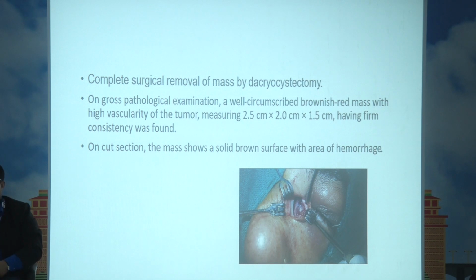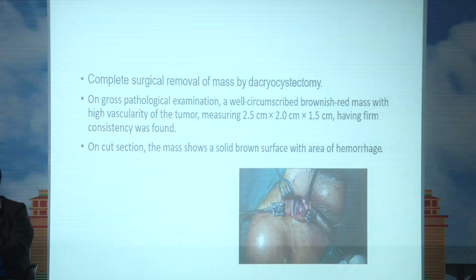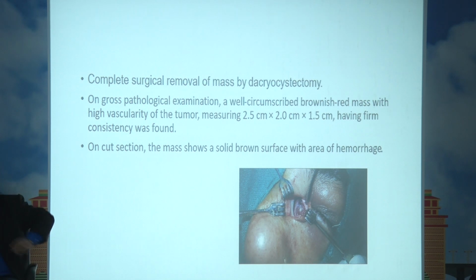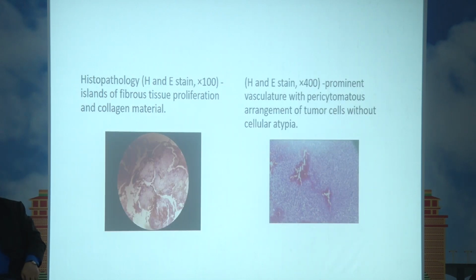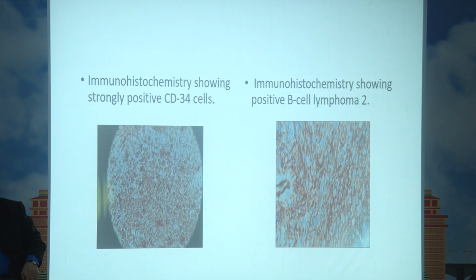On gross pathological examination, a well circumscribed brownish red mass with high vascularity, of firm consistency, was found. On cut section, the mass showed a solid brown surface with areas of hemorrhage. On histopathological examination, there were islands of fibrous tissue proliferation and collagen material, and on higher magnification, prominent vasculature with a perivascular arrangement of tumor cells without cellular atypia, in a staghorn pattern. Immunohistochemistry was planned, and strongly CD34 positive cells were found, and BCL2 was also positive.